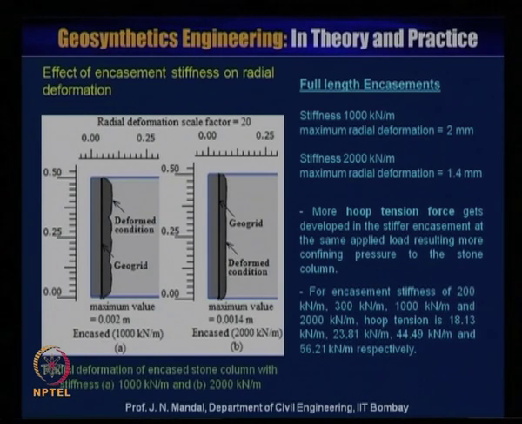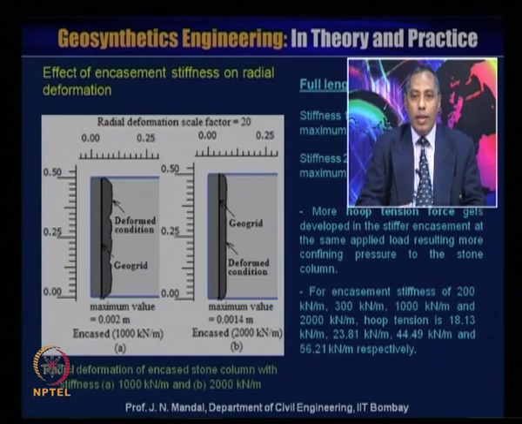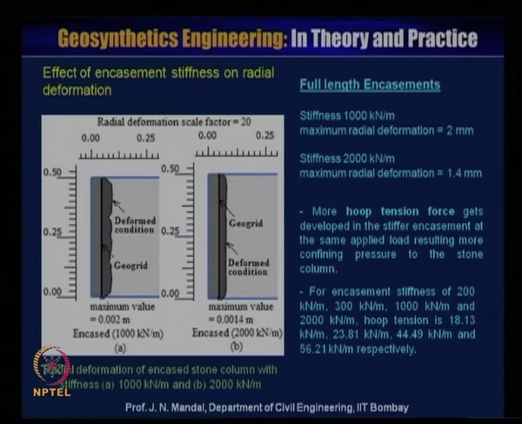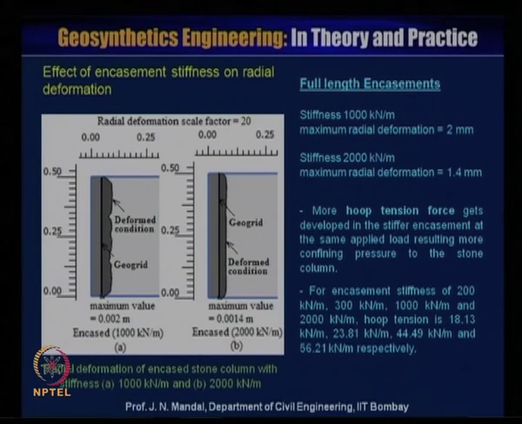So for encasement stiffness of 200 kilonewton per meter, 300 kilonewton per meter, 1000 kilonewton per meter and 2000 kilonewton per meter, the hoop tension is 18.13 kilonewton per meter, 23.81 kilonewton per meter, 44.49 kilonewton per meter and 56.21 kilonewton per meter respectively. It means that when the stiffness of the encasement material increases, the hoop tension also increases. So hoop tension plays a very important role in the case of an encased stone column.